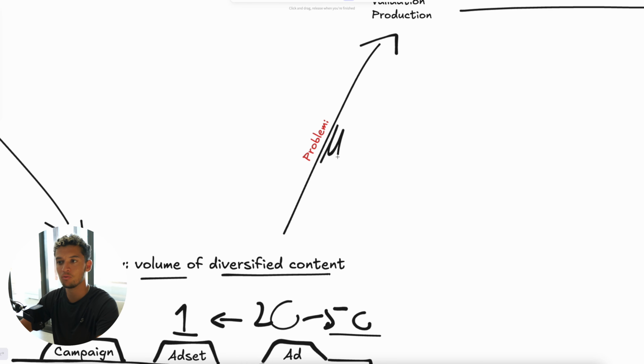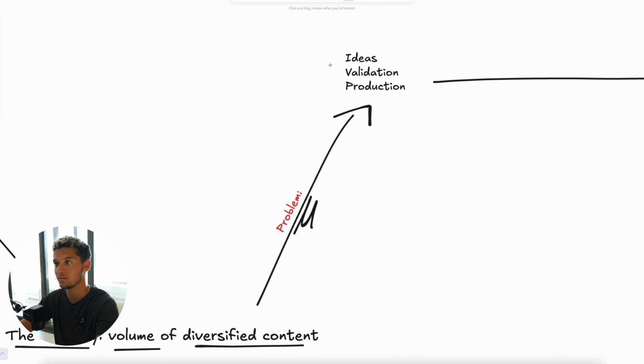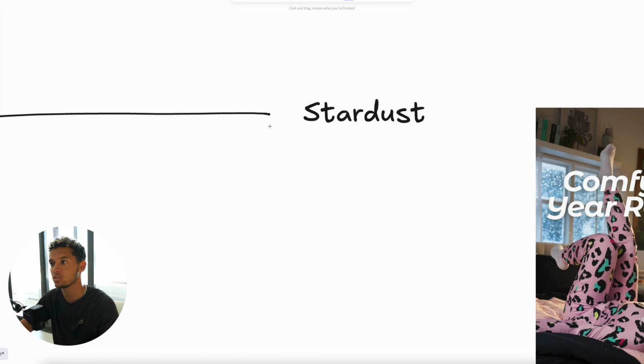Either way, we have a new problem now. Yay! You have to come up with more ideas than ever before. You can't just hook away and then split test 100 different ads with each other. You have to validate them and you have to actually make them. These are three big issues. It takes a bunch of time and costs a bunch of money. And here's where Stardust comes in.